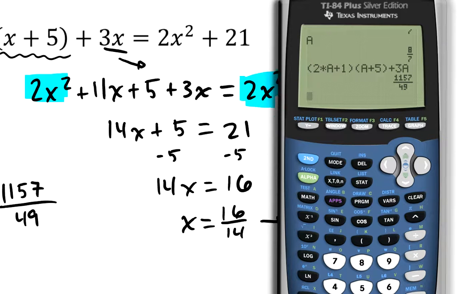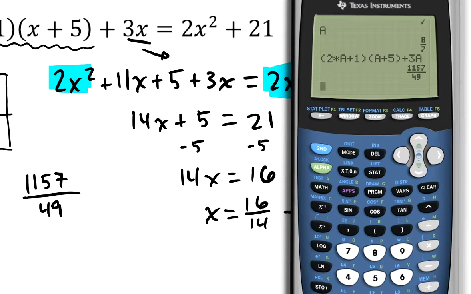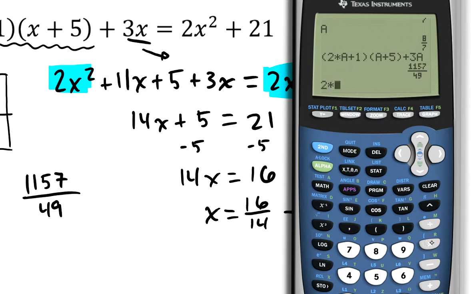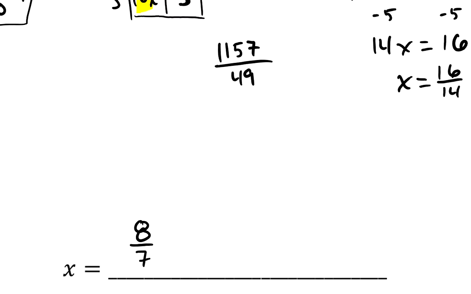I'll leave it for a minute. Let's see if we get the same thing on the other side. So on the other side, we're going to go 2, I should be careful. I think this will do this the right way. 2A, and then I need to square that. So this calculator should know that it's just the A that's getting squared. So that's 2A squared, and I leave the exponent by hitting this right arrow key, and then I just add to it the number 21. So let's press enter, and yes, it is also 1157 over 49. So this value of 8 sevenths is spot on because it makes both the left and the right hand side equal.